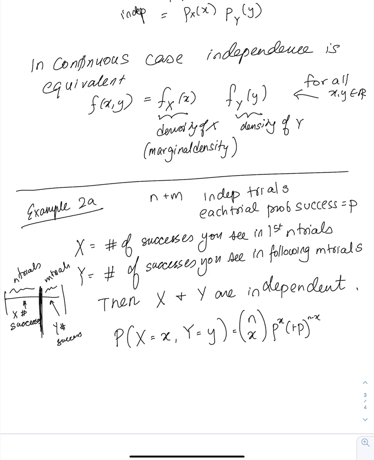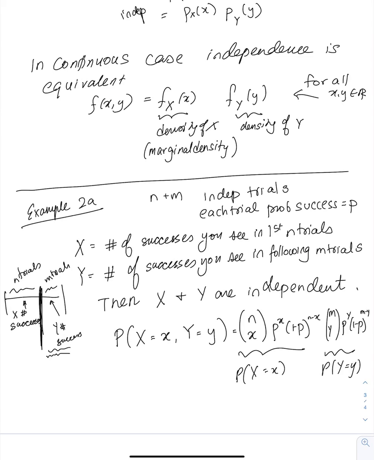After that, you're done with x, and now you're starting a new counter. After the n trials, you're counting the number of successes in the following m trials. And what's the probability that equals y? It is m choose y, p to the y, 1 minus p to the m minus y. Of course, this is the probability that random variable X equals x, and this is the probability that the random variable Y equals y.